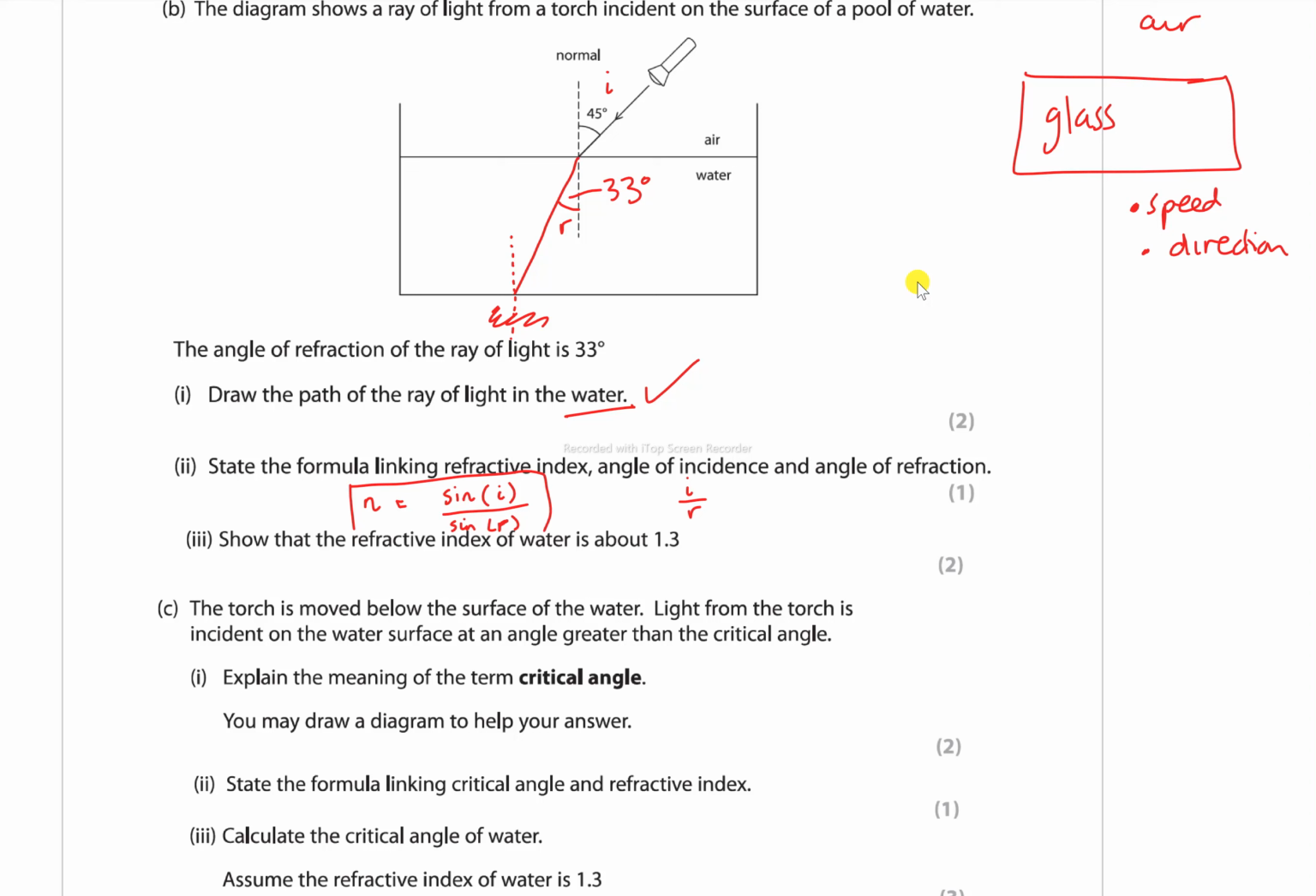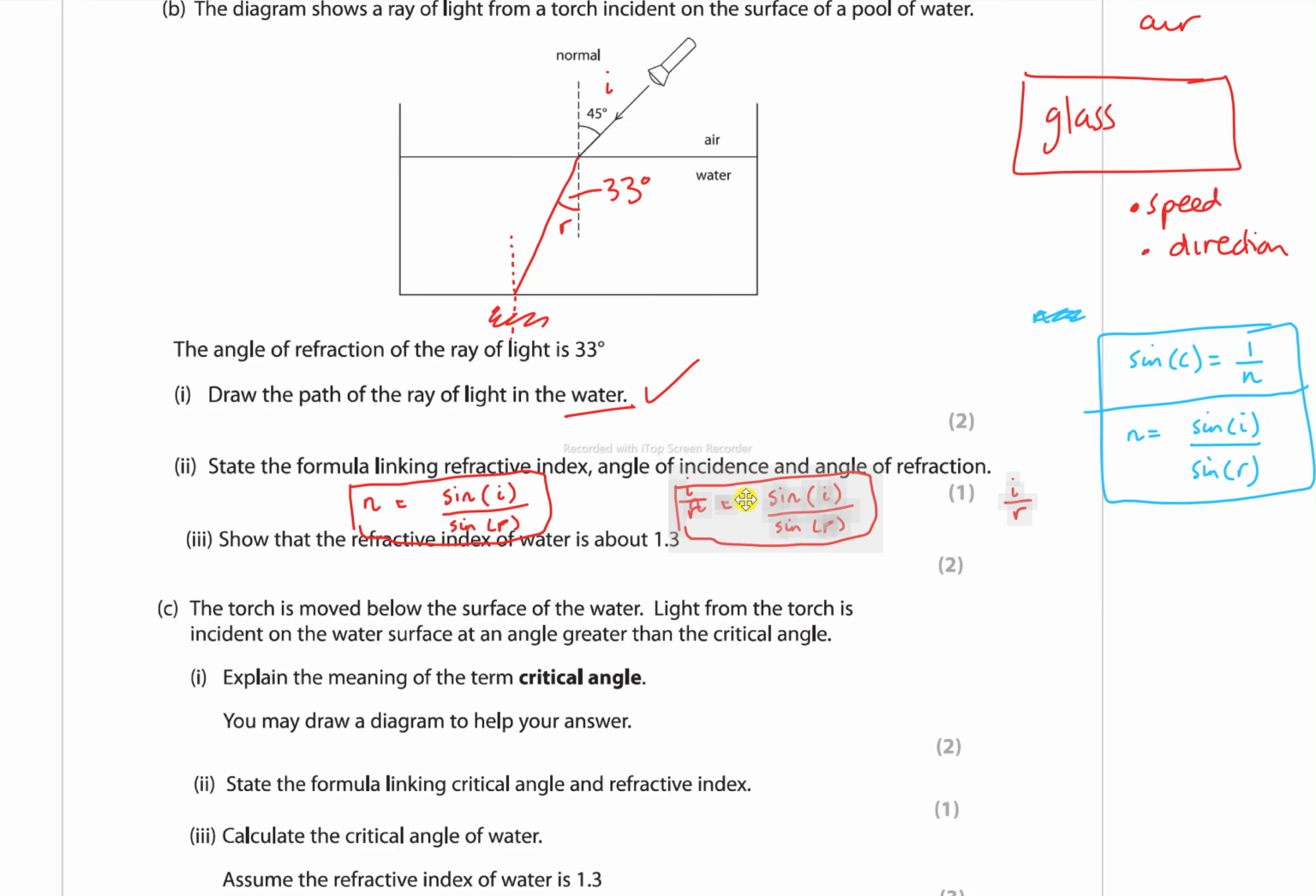So look at this formula here. Let me write these two formulae down. So we said n equals sine i over sine r, and for the critical angle, sine C is 1 over n. That's how you can remember it. These two formulae are useful. They seem to be repeating a lot, so just get them into your memory. You lot are young and you can handle it, so just crack on with it.